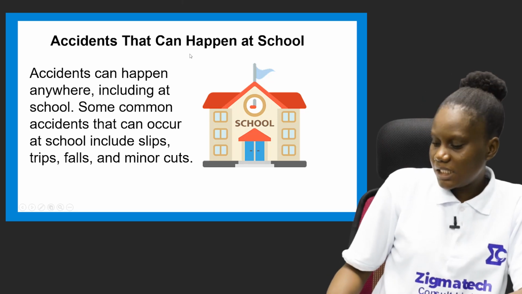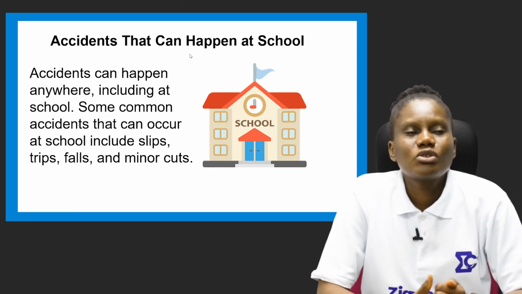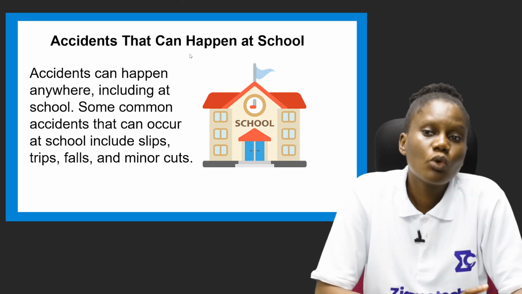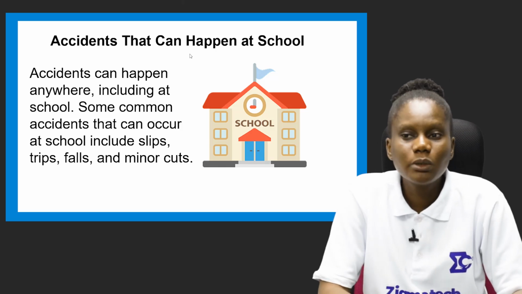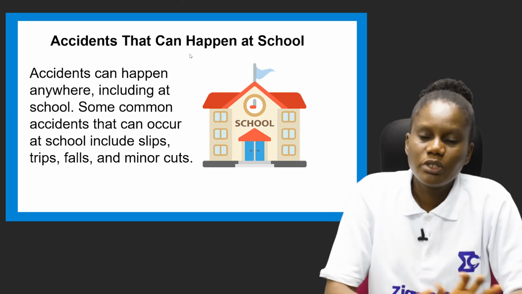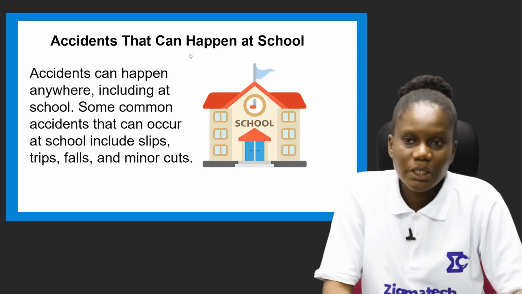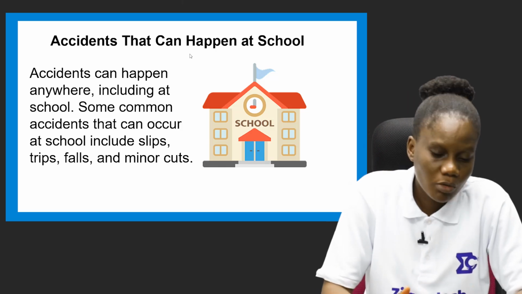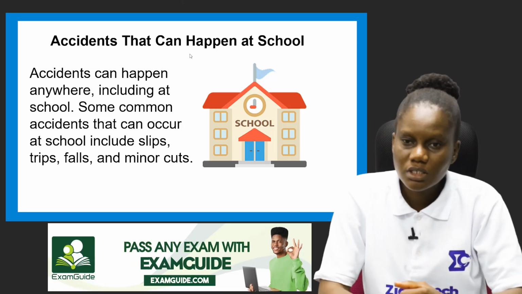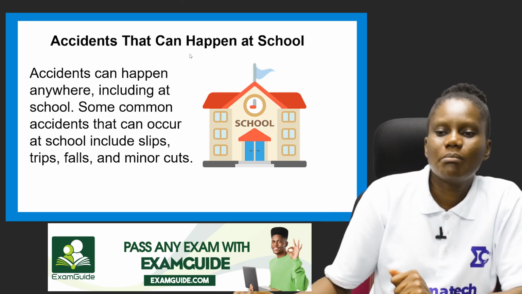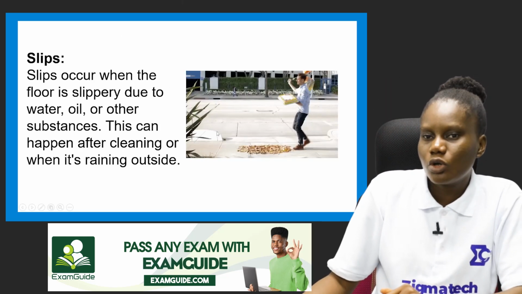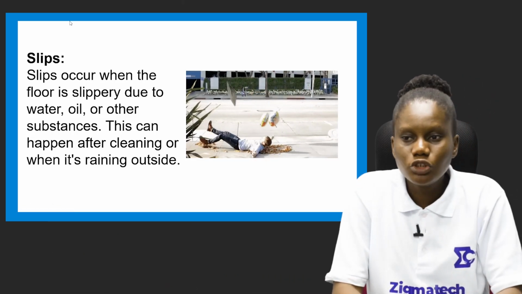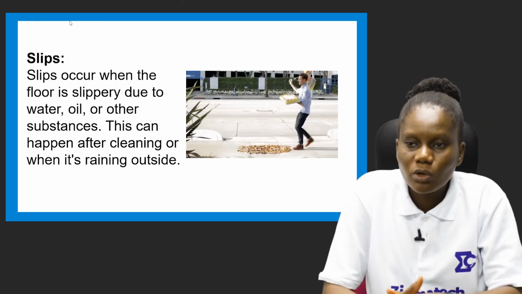So, accidents that can happen at school. You already know that accidents can happen anywhere, but we just choose these major ones, that's home, road accident, and school, because they are peculiar to us as students. So accidents can happen anywhere, including at school. Some common accidents that can occur at school include slips, trips, falls, and minor cuts.